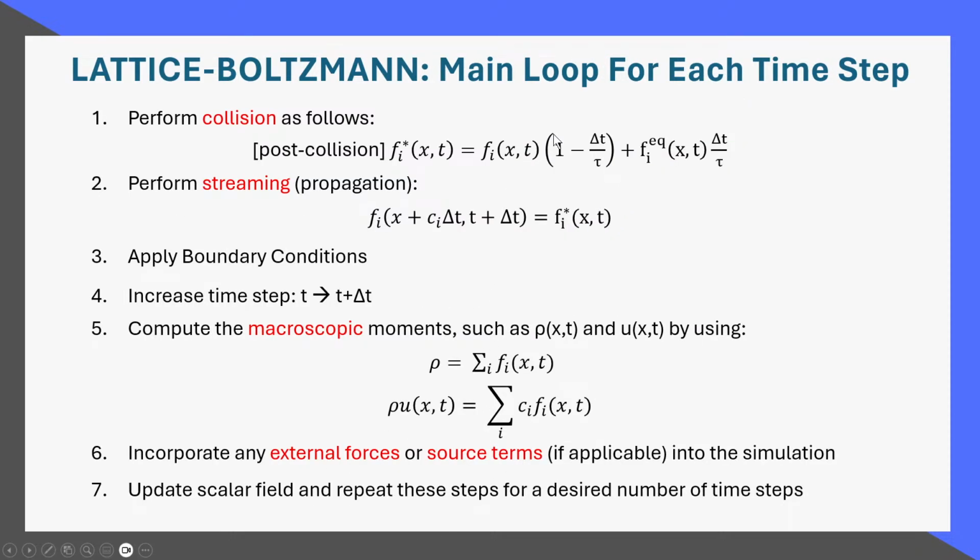Now, the lattice Boltzmann method has a series of steps to be completed. First, we perform a collision as follows in order to calculate the post-collision operation. And then we perform a streaming, which is the propagation, according to this equation. Then we apply the boundary conditions. We increase the time step from t to t plus delta t. And then we compute the macroscopic moments, such as density and velocity, by using the sum of the distributions and the sum of the distributions multiplied by the velocity vectors. And we then incorporate external forces or source terms, if applicable, into the simulation. In our case, this is the oil spill simulation. And we obtain scalar fields and repeat these steps for a desired number of time steps.